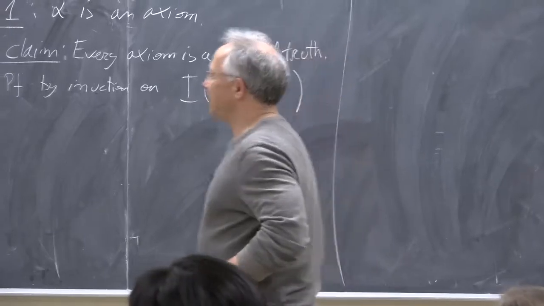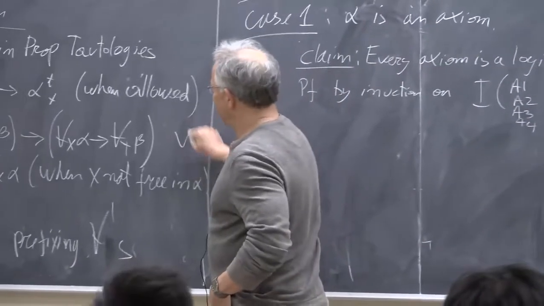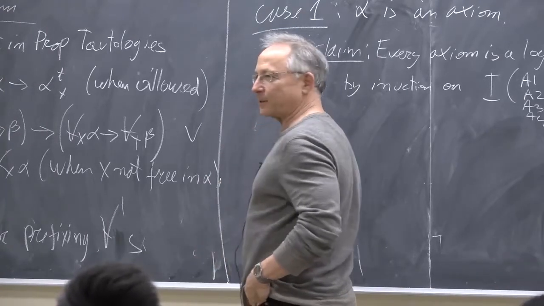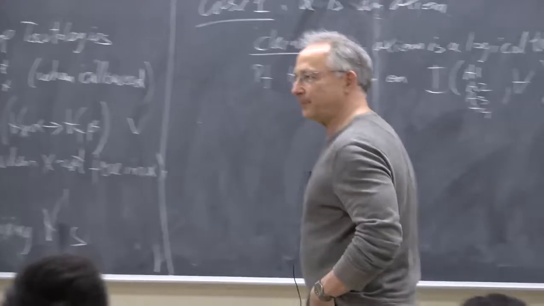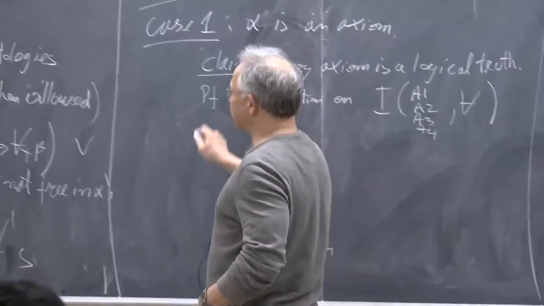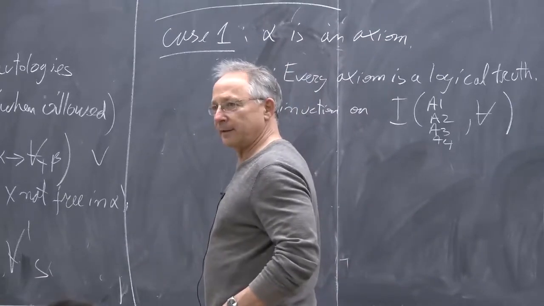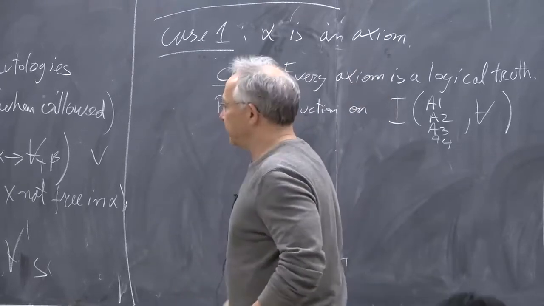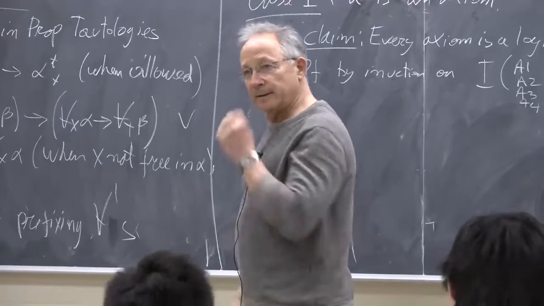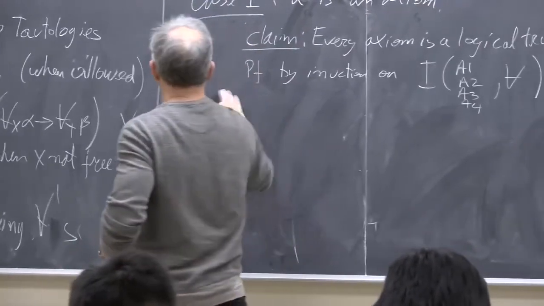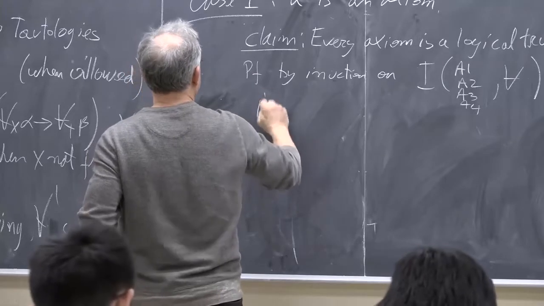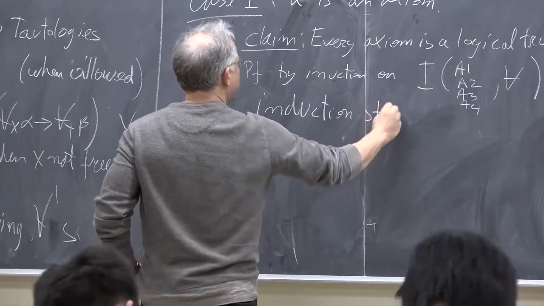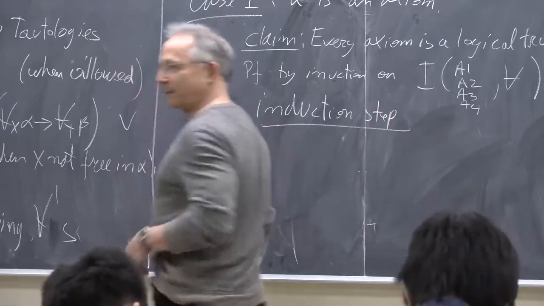Okay. So we did this. Now we need to check this, which I leave you as an exercise for yourself, just because of lack of time. Now, to finish the axioms, we need to see the closure. So to finish case 1, where alpha is an axiom, we have to see the closure under for alls. So the induction step. This is the induction step of case 1 of the base case.